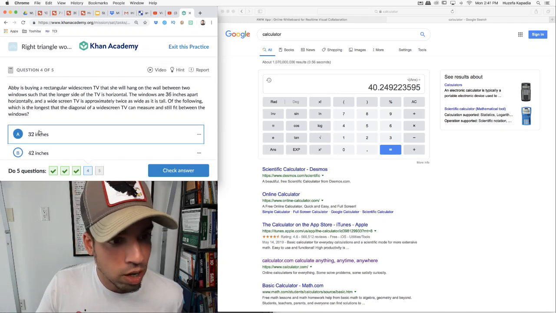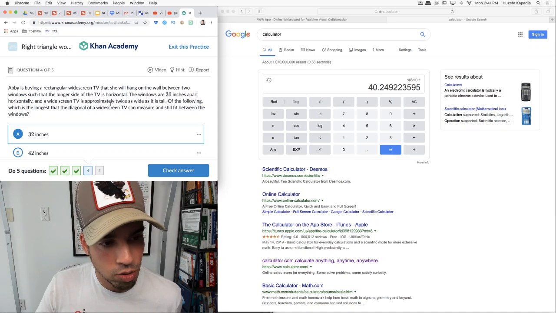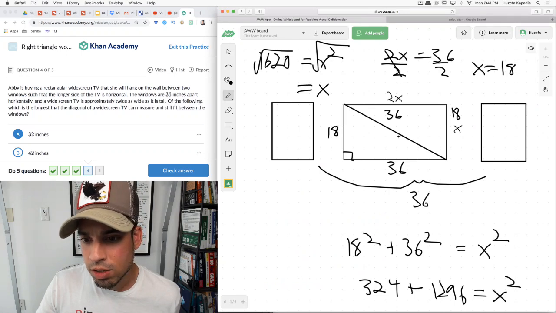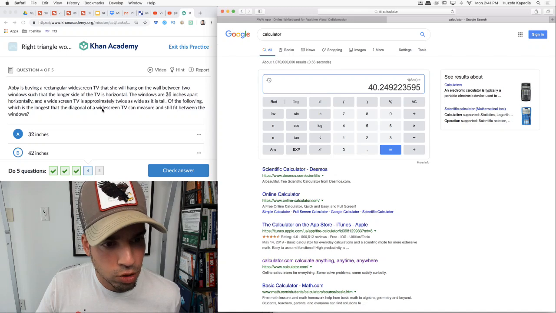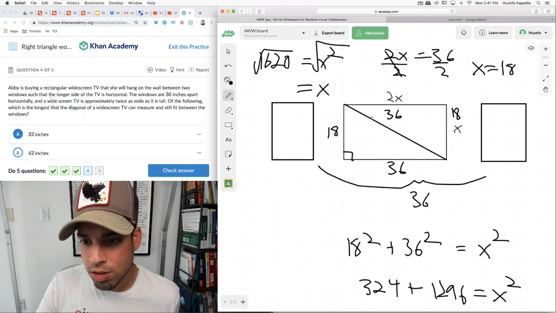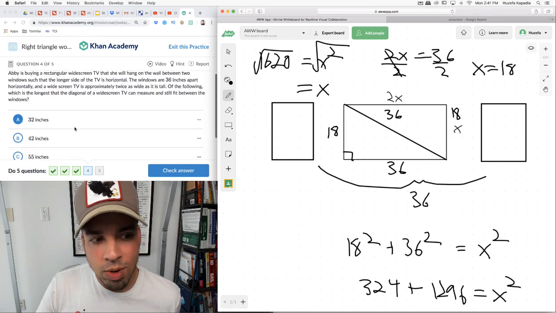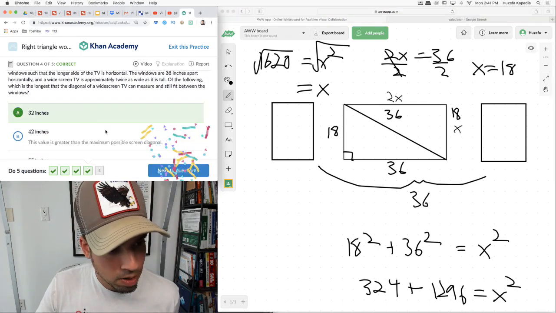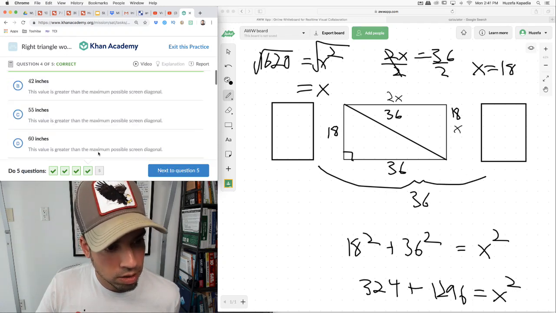Abby's buying a rectangular widescreen TV that she will hang on the wall between two windows such that the longer side of the TV is horizontal. We got that in the diagram. The windows are 36 inches apart. And I think we got that nicely, right? So this is 36 across. And then the TV is approximately twice as wide as it is tall. So if this is 36, this would be 18. I think we got that. All right. I think I read everything correctly. I think it's correct. Let's see. And if it's wrong, we'll see why. No, it's correct. All right. Perfect. Boom. Excellent. Last question.